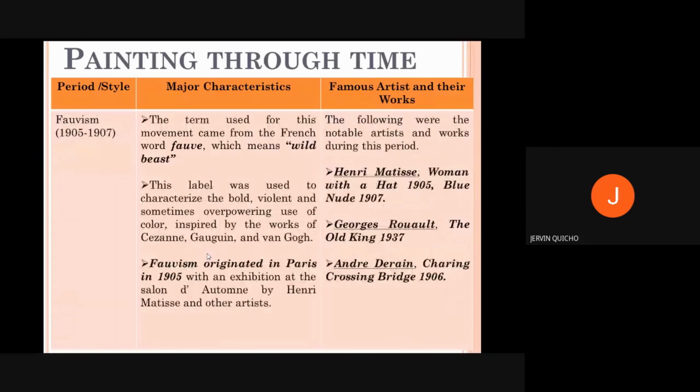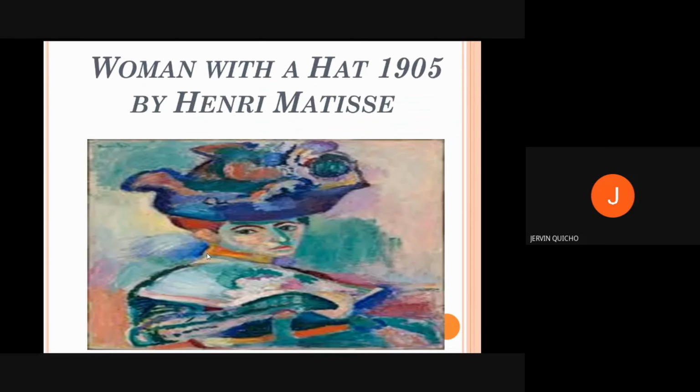So the work of Henri Matisse is a Fauvism type, characterized like what we have in the expressionism of the work of Gauguin and Van Gogh, because here we are trying to put an exhibition of a way of an artist using an overpowering tone of colors. So let's look at the picture of the painting he made.